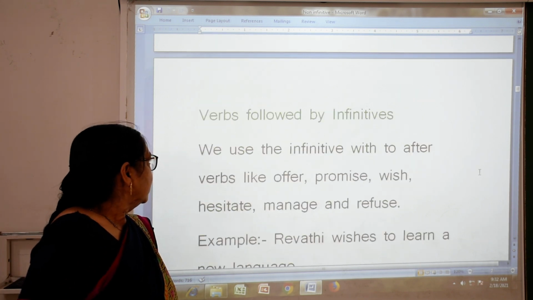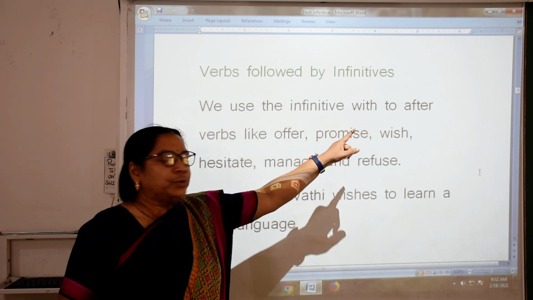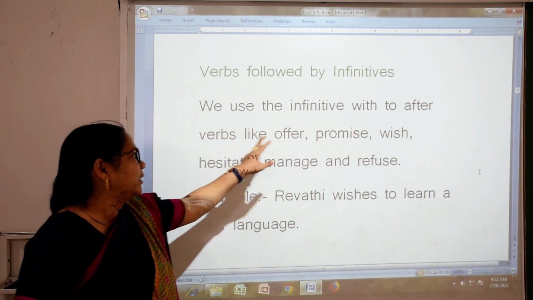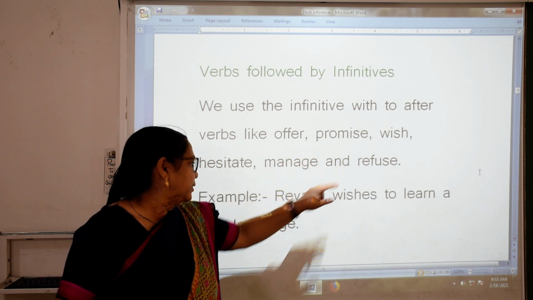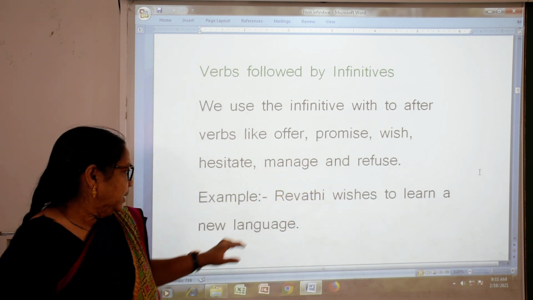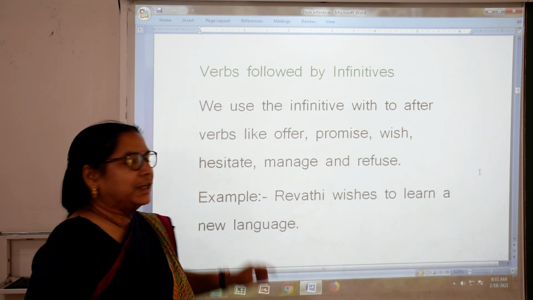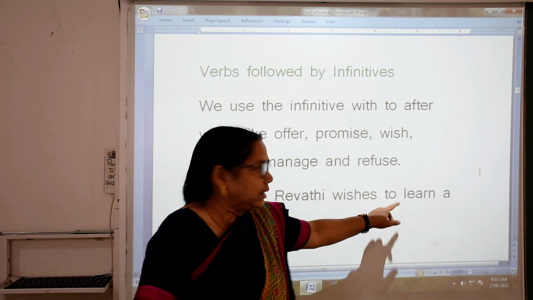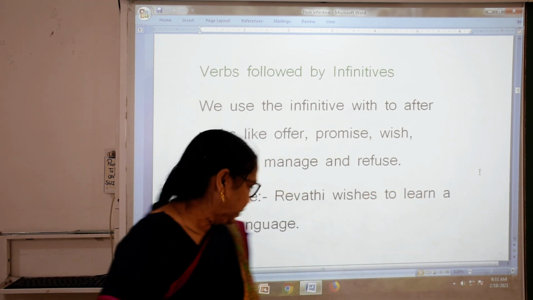Verb followed by infinitive: we use the infinitive with "to" after verbs like offer, promise, wish, hesitate, manage, and refuse. Example: Revati wishes to learn a new language. To learn, see, "to" is the infinitive.